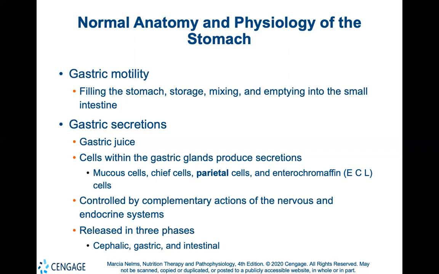Gastric secretions are produced even before food enters the stomach and serve to prepare the stomach for its pivotal role in digestion. Release of gastric secretion in response to a meal is divided into three phases: cephalic, gastric, and intestinal phases.